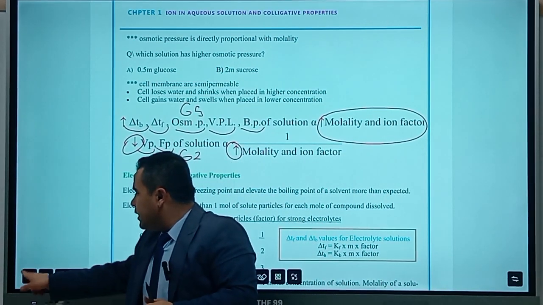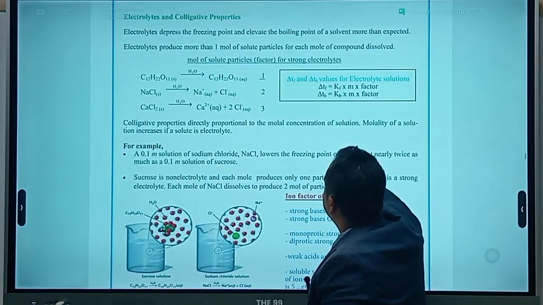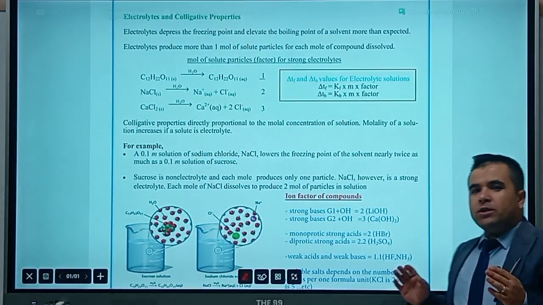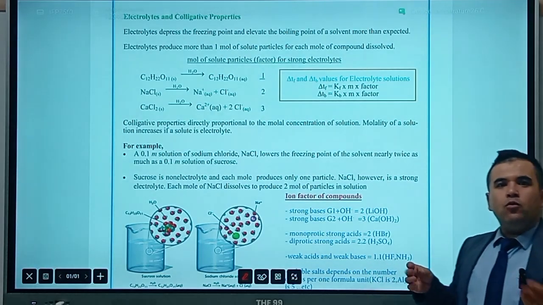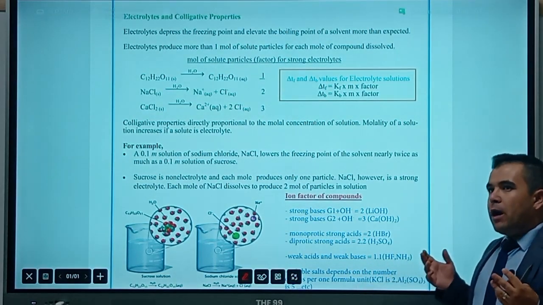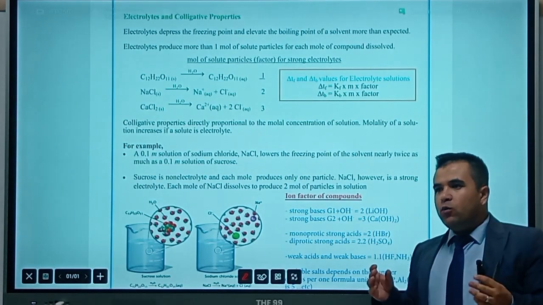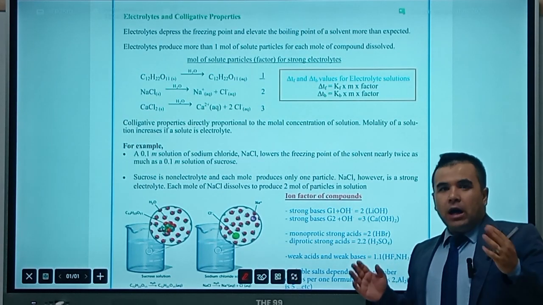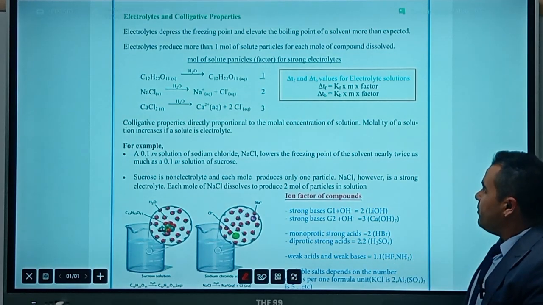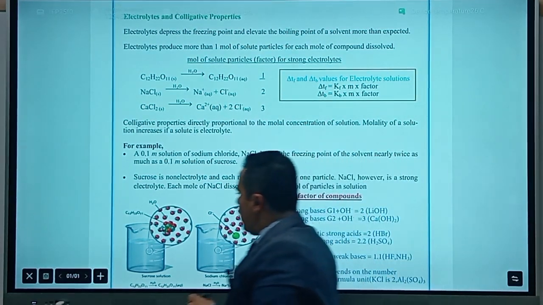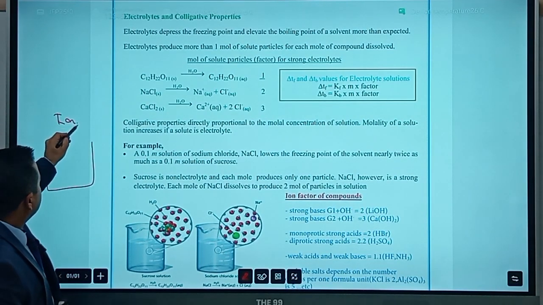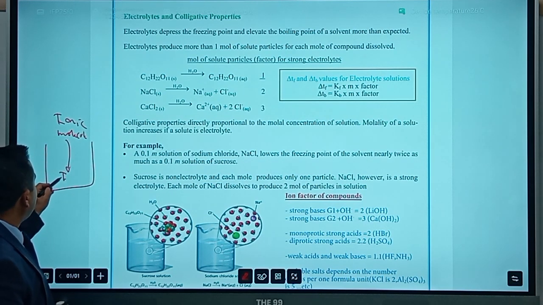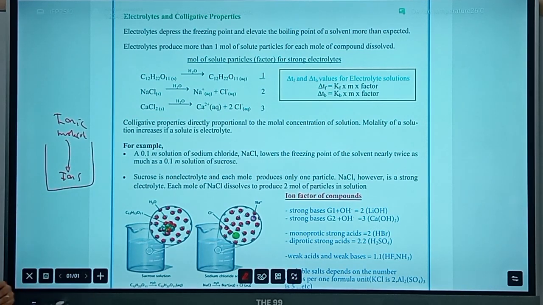Let us talk about the electrolytes and colligative properties. So far we talked about the non-electrolytes. We have dealt with the sugar, with the ether, with the alcohols. Let us talk about what's the difference between when we add an electrolyte and a non-electrolyte. You know that the electrolytes are those compounds, can be ionic or molecular, that when we add them, they will produce ions. These are the electrolyte solutes.